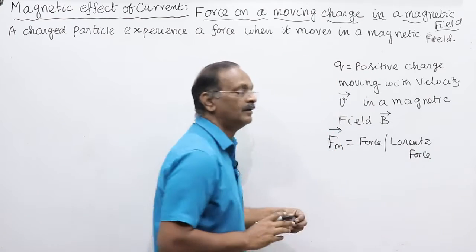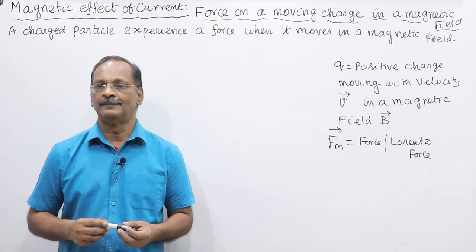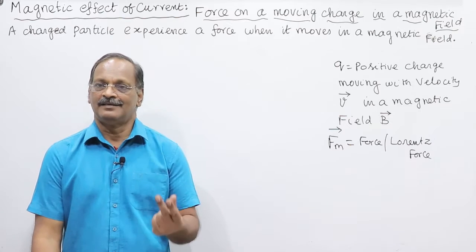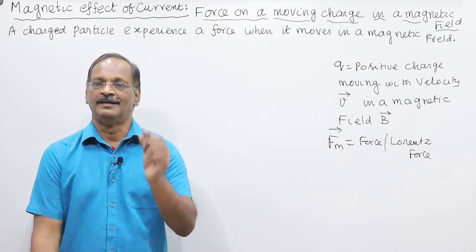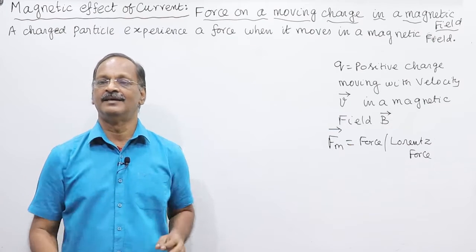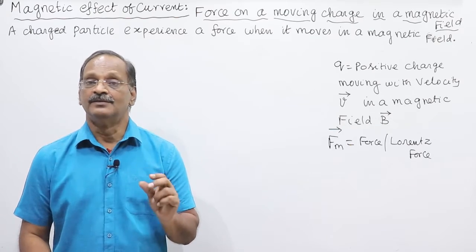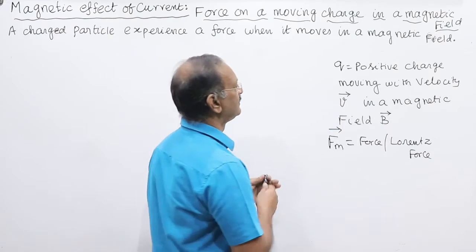Magnetic force or Lorentz force. This is called a Lorentz force. That is, the electric charge moving in a magnetic field. A charge moving in a magnetic field will experience a force. If Q is the charge, we call it a positive charge.